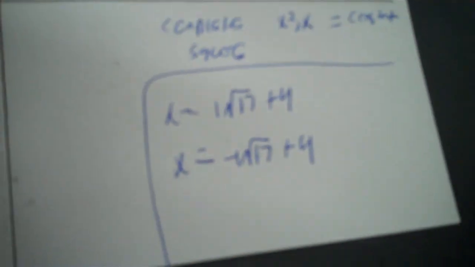Then you got to add the 4 behind it. Okay? You can't add it to anything. So 1 square root 17 plus 4. And then negative 1 square root 17 plus 4. Okay?